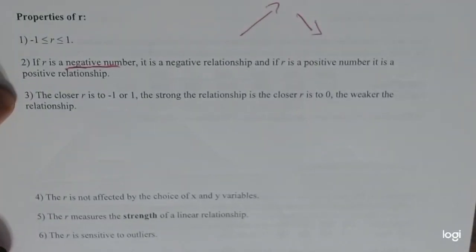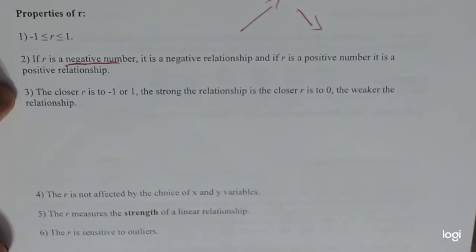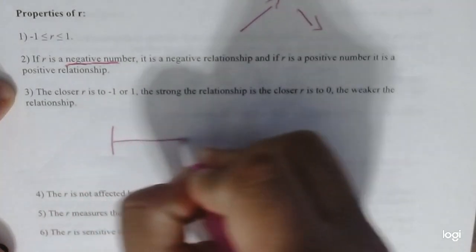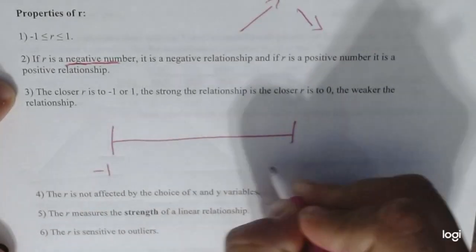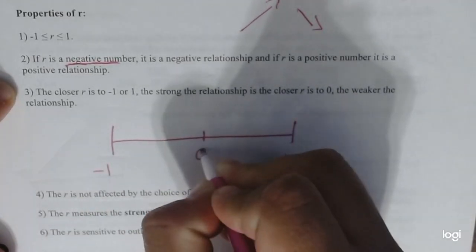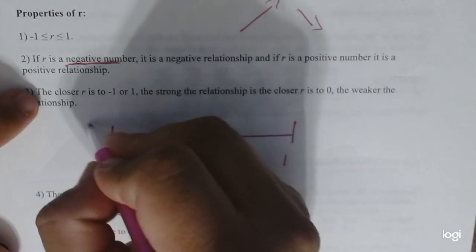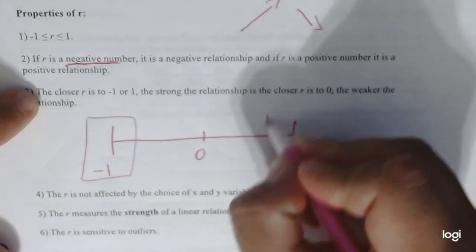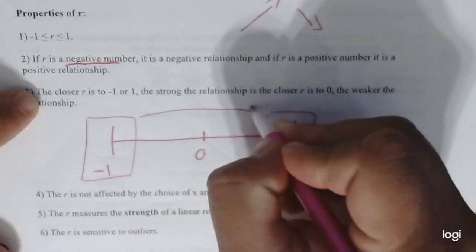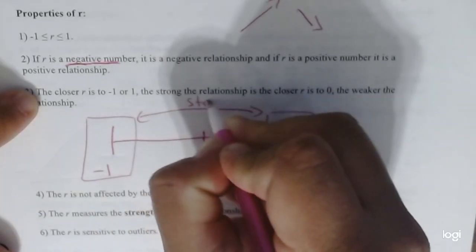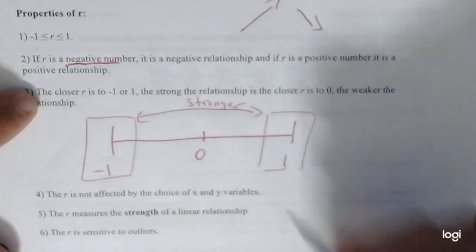Now, number 3 is a very interesting one. The closer r is to -1 or 1, the stronger the relationship is, and the closer r is to 0, the weaker the relationship is going to be. I'm going to give you a little template here from -1 to 1, and here's 0. The closer you are to the endpoints, the stronger the relationship actually is going to be.